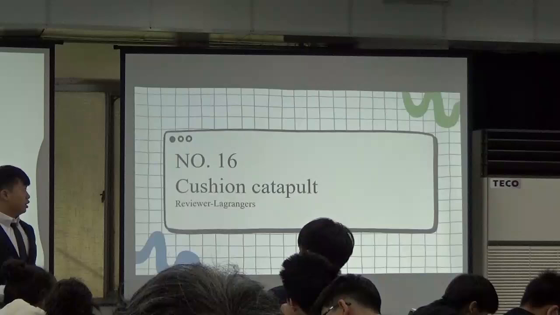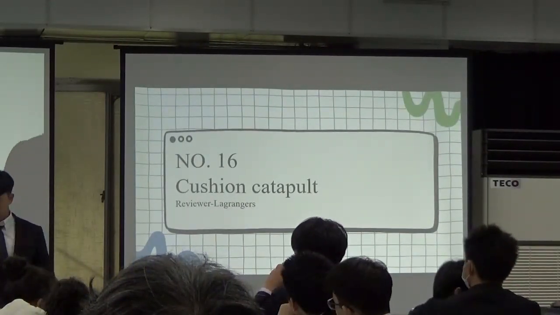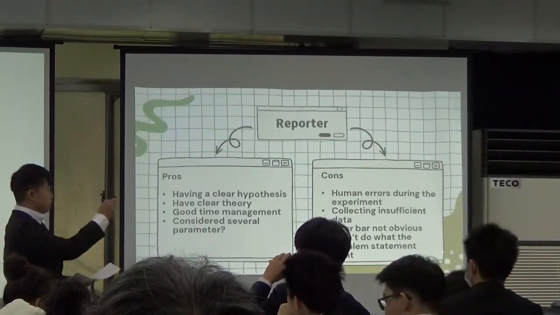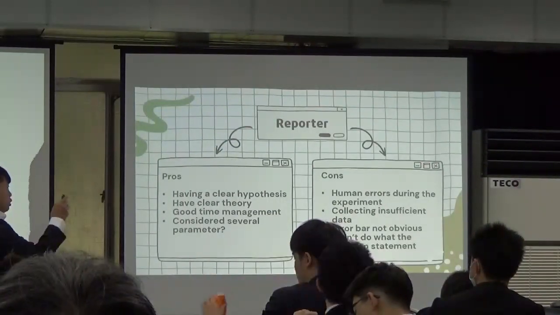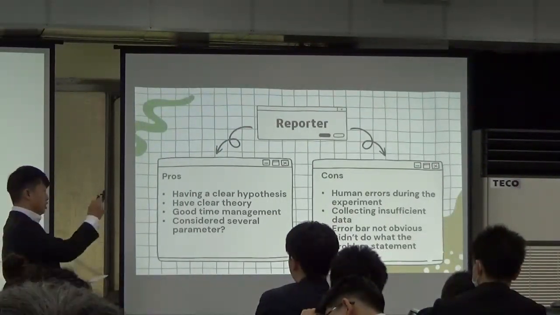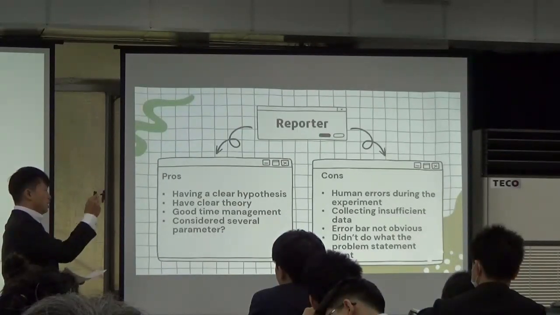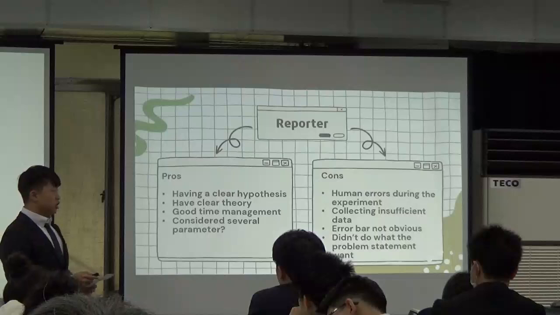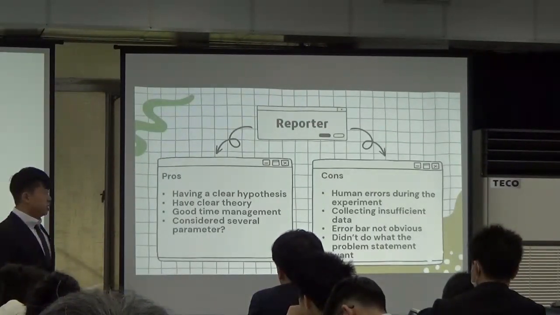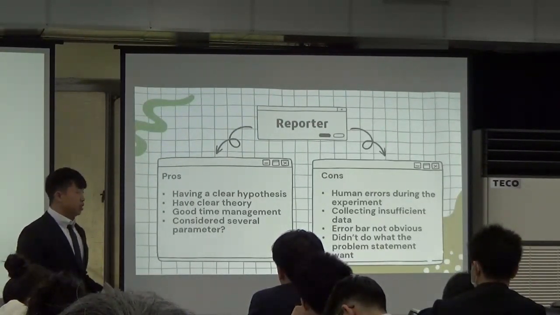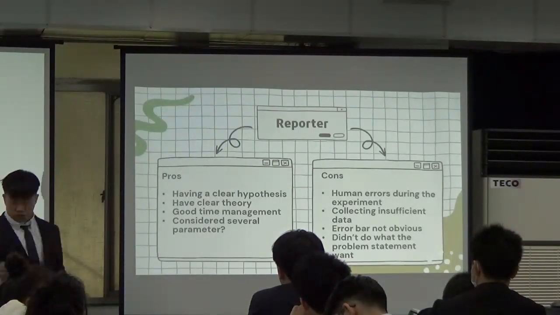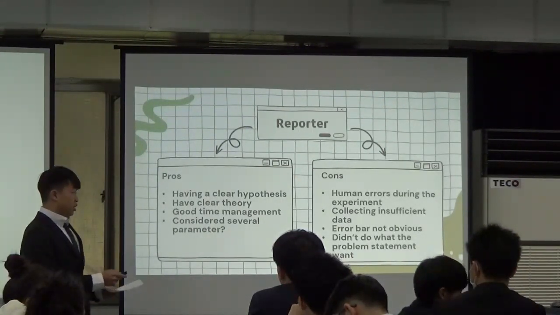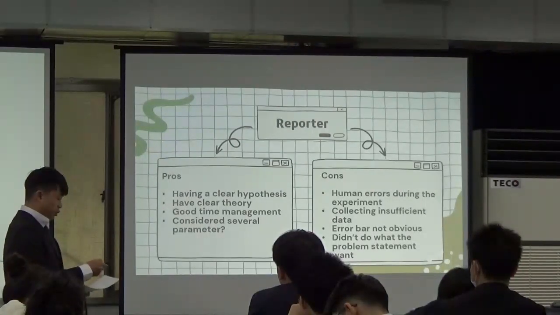I'm the reviewer for problem number 16, and I'm from Team Arrangers. So this is the report. Her proposal is that she had a clear hypothesis, clear theory, and good time management, and also considered several parameters. But some of the improvements are human error during the experiment. Then the error bar is not really that obvious. And then she didn't do what the problem statement wanted.